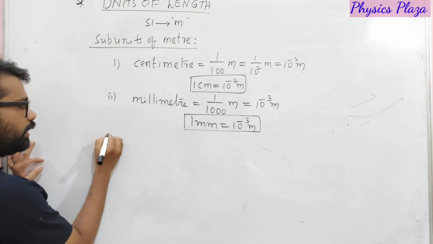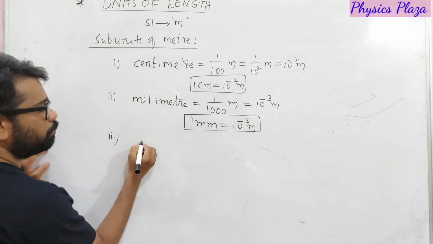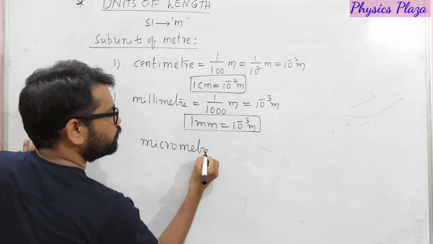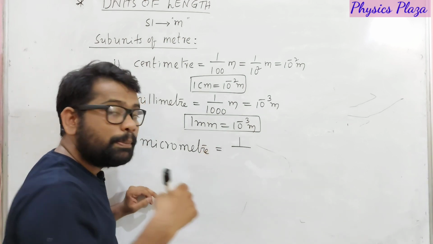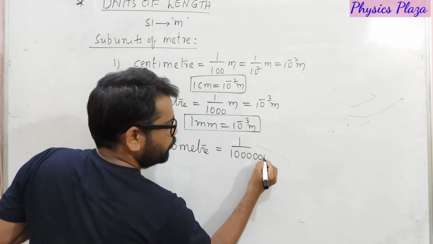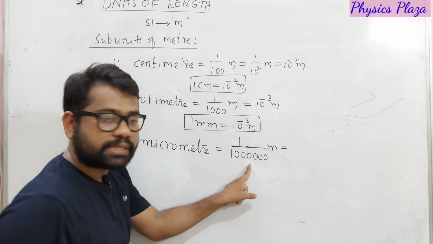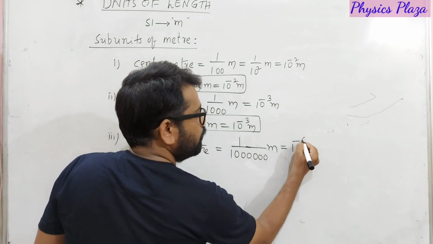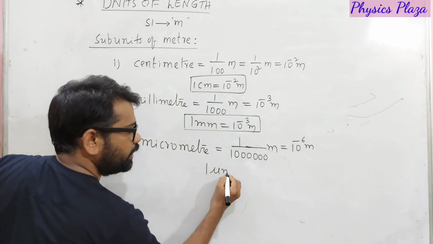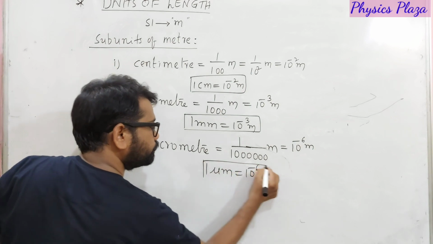The third one is micrometer. It is a 1/millionth part of a meter, that is 1/10 power 6, which can be written as 10 power minus 6 meter. So 1 micrometer can be written as 10 power minus 6 meter.